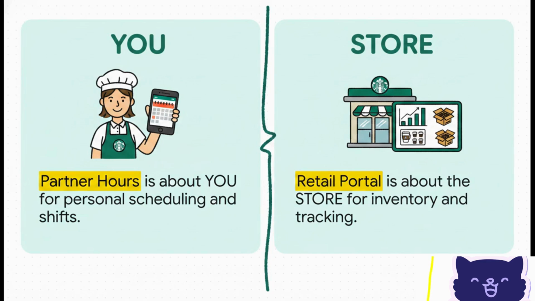But we really need to draw a clear dividing line here. Partner Hours is all about you. It's a live operational app for your personal individual shifts. The retail portal, on the other hand, is all about the store. You can only get to it securely through the store's iPad or the back-of-house computer. That's the operational engine you use to do inventory, track waste, and look at business metrics. It is strictly locked down to the internal network for security reasons.